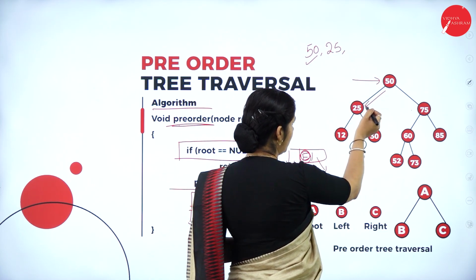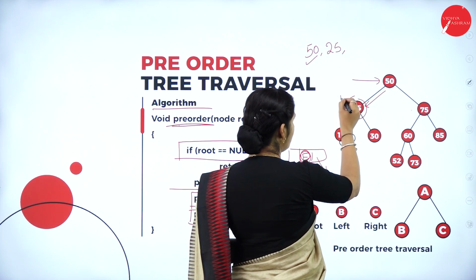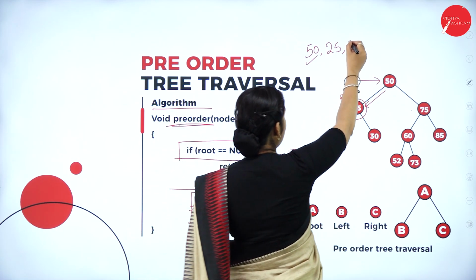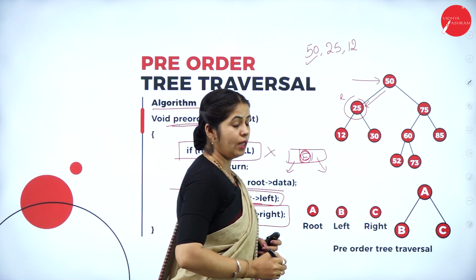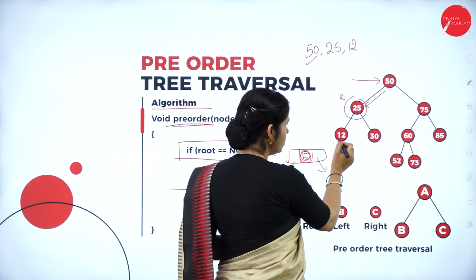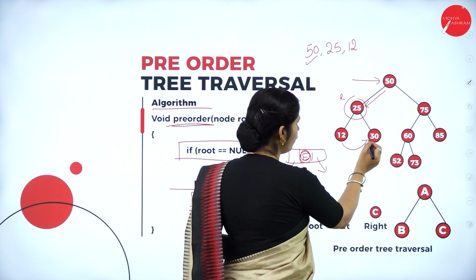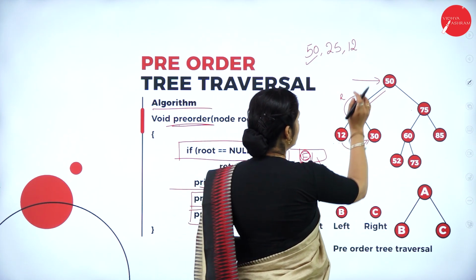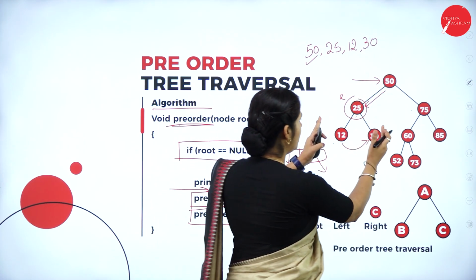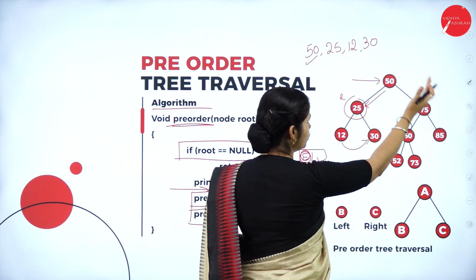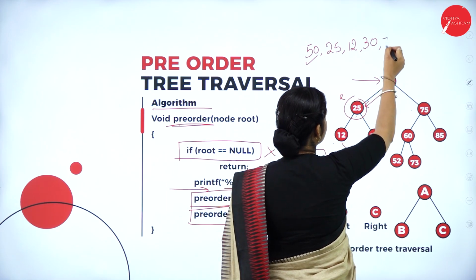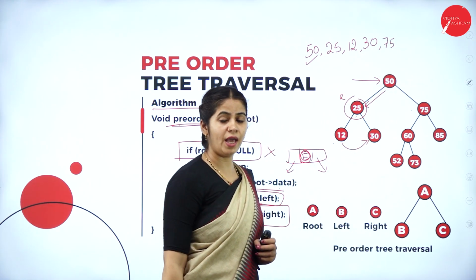After traversing the left child, this now becomes a root. Now we have to traverse to the left child of the root, that is 12. Then we don't have any further nodes here below 12. So where do we have to go? We go to the right child of this root node, that is 30. We are done with the left subtree of the root. Then we go for the right child of the root. What is the right child? That is 75, right? 75 is the right child.